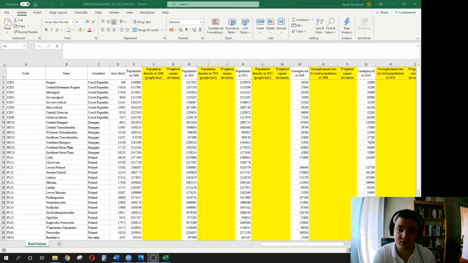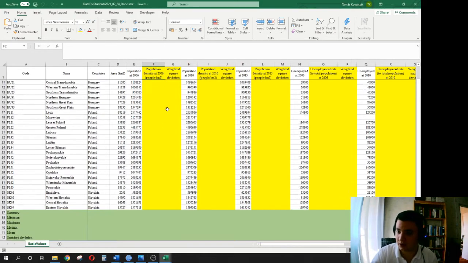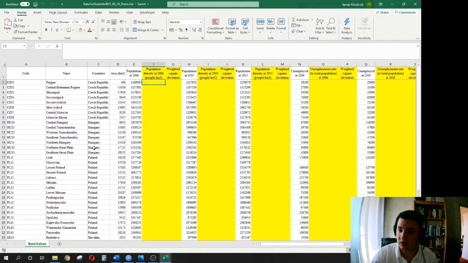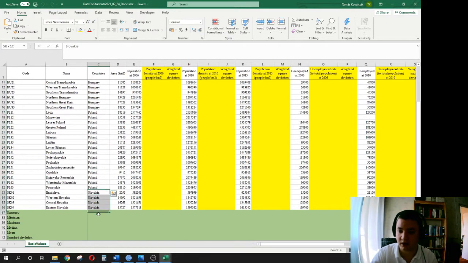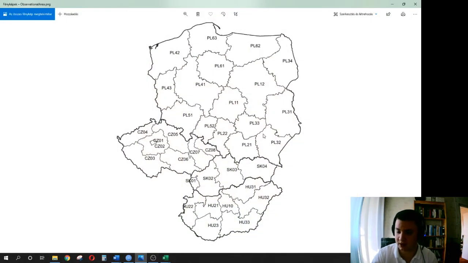So open the Excel file which is attached in the CoSpace task, and you can see some indicators in Visegrad 4 countries: Czech Republic, Hungary, Poland, and Slovakia. And here is the map of the four countries. These are the Visegrad 4 countries.